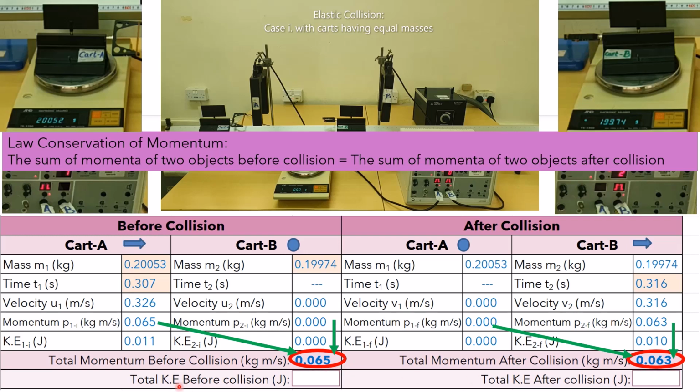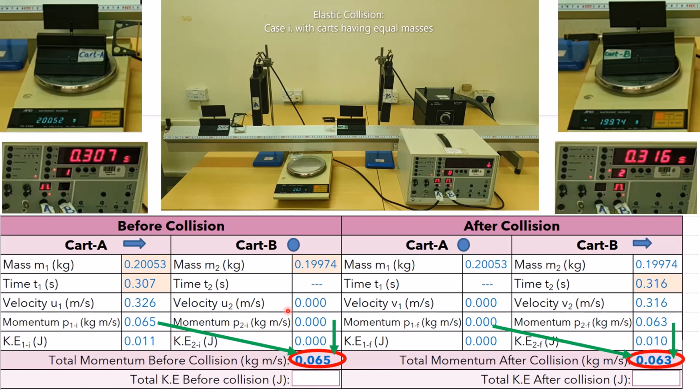Now focus on the kinetic energy also. As the objects collide horizontally, the potential energy remains the same. So instead of the law of conservation of energy, we are focusing on the kinetic energy. Let's add the two energies before and after the collision, and the values are 0.011 before and 0.010 after the collision. So here also we got almost similar values.